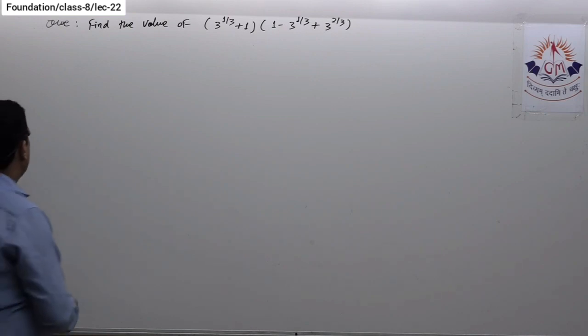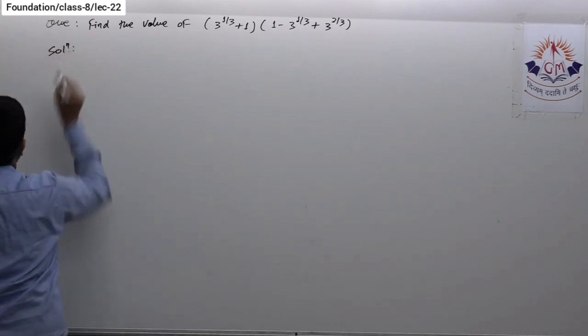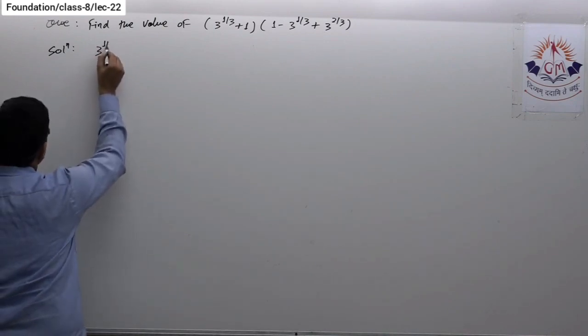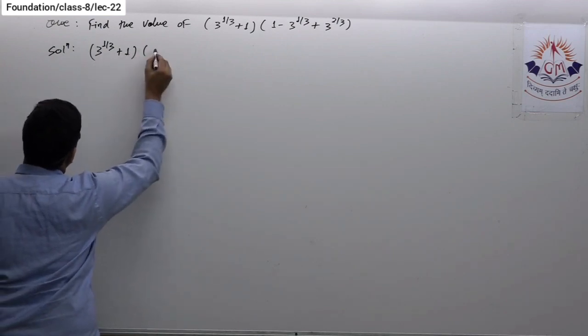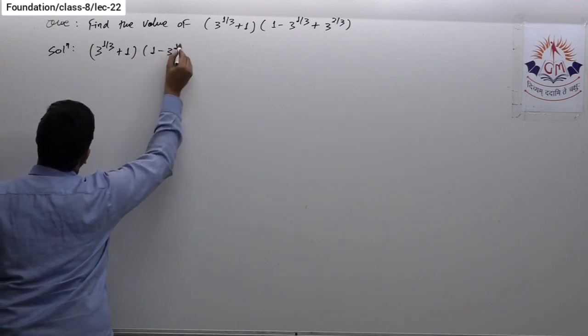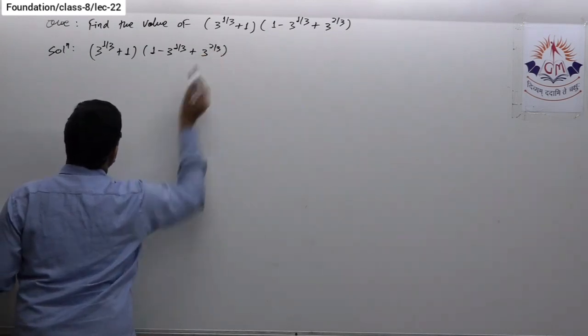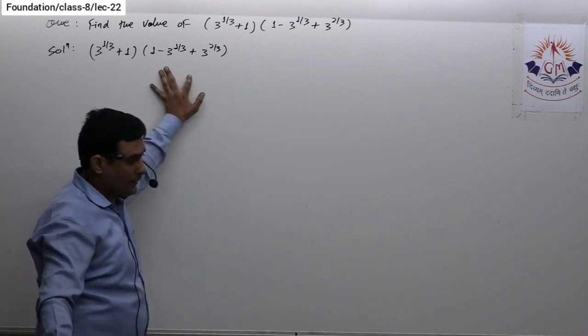Okay, so let us see how to solve this. We need to find the value of (3^(1/3) + 1)(1 - 3^(1/3) + 3^(2/3)). Now, if you observe it carefully, here this is a binomial, and there is a trinomial.